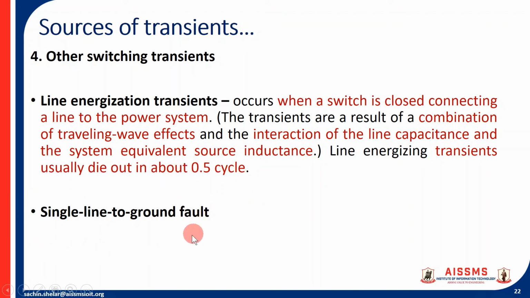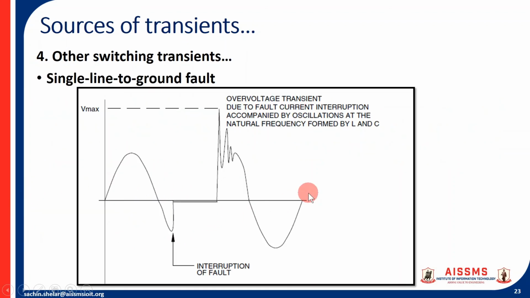Of course, one more reason for other switching transients is a single line to ground fault. So this is a typical waveform of a single line to ground fault, and here you can see overvoltage transients due to fault current interruption accompanied by oscillation.